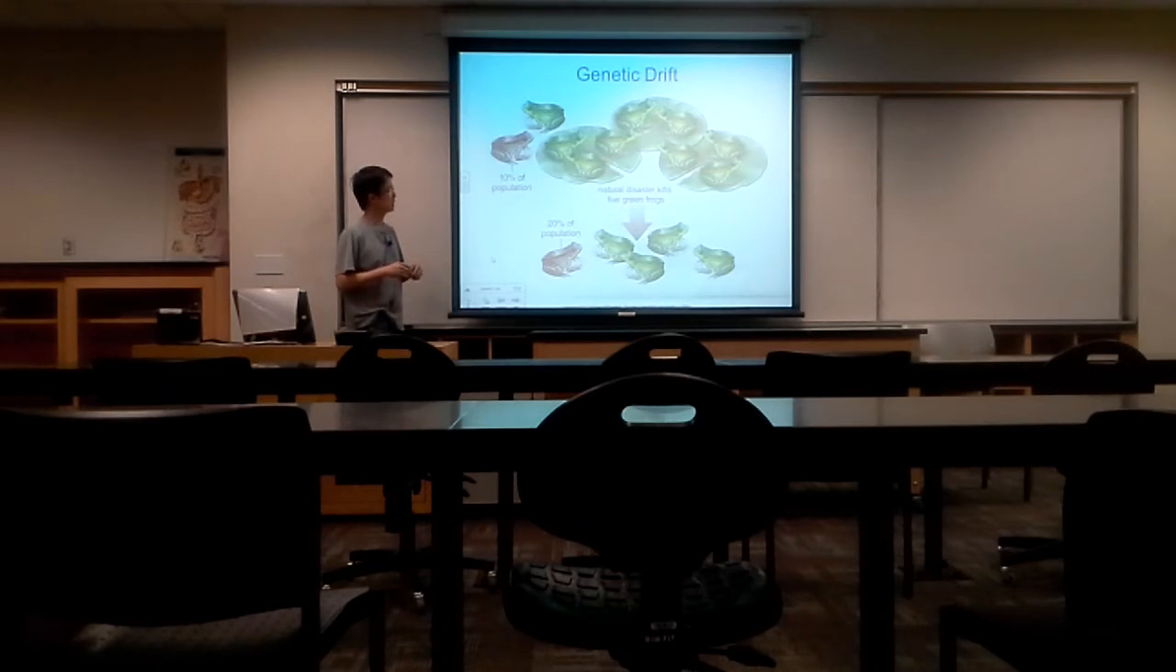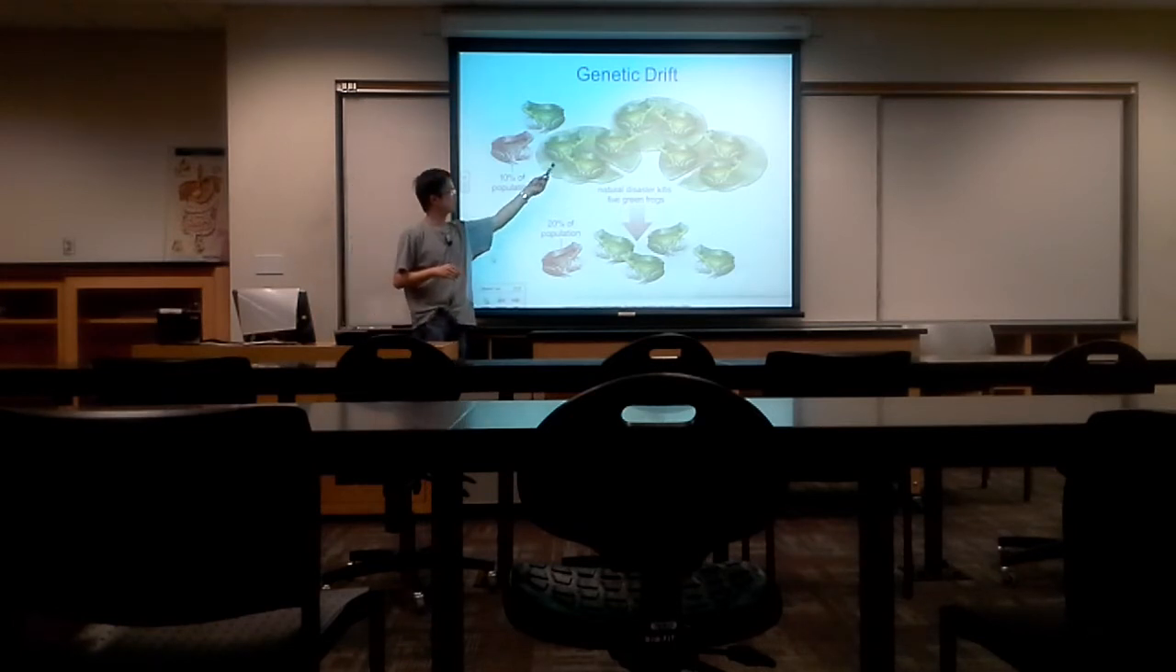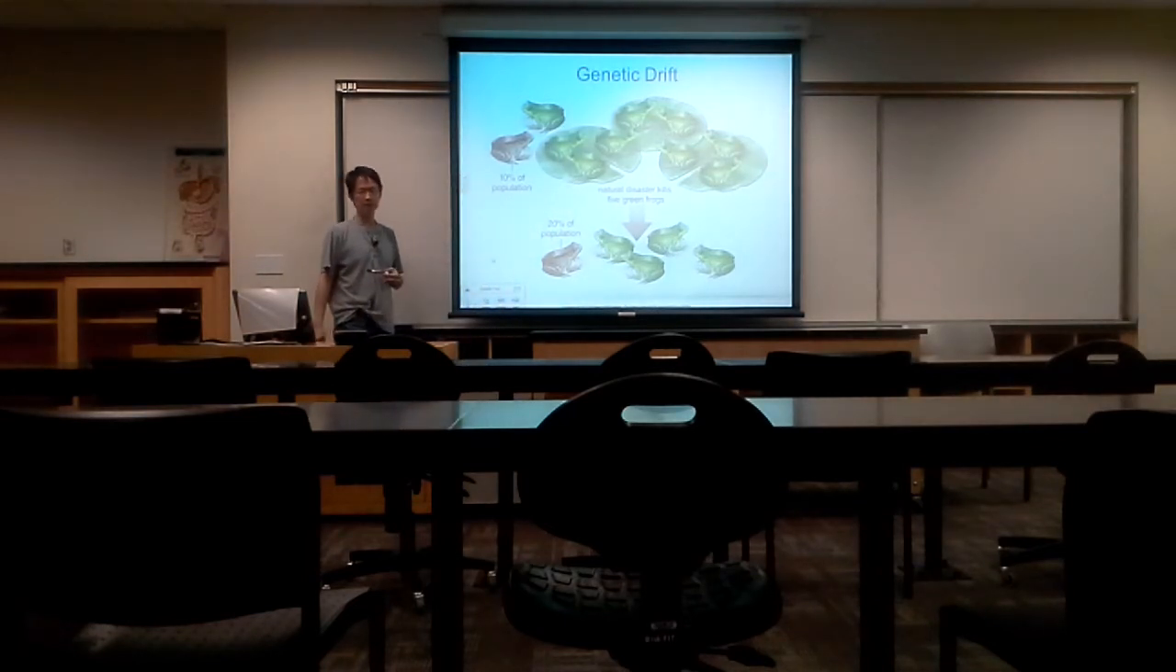For example, as you can see, the green frog and let's say the brown frog. The green frogs are living on the lotus leaf. Let's say there's a disaster killing a lot of lotus, so there are not a lot of lotus leaves in the pond, and the green frogs are forced to live on the land, on the ground. The brown frogs live on the ground.